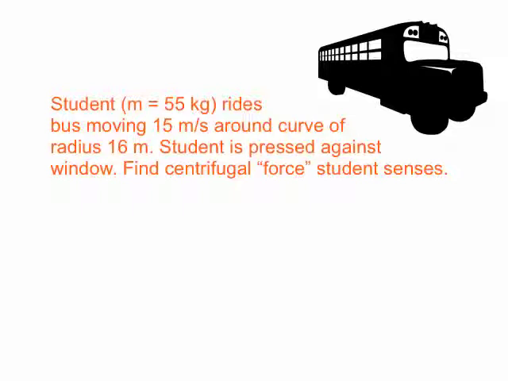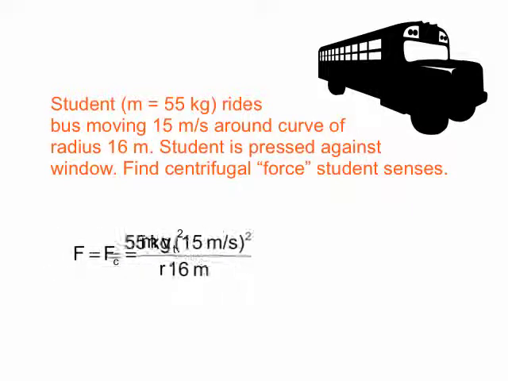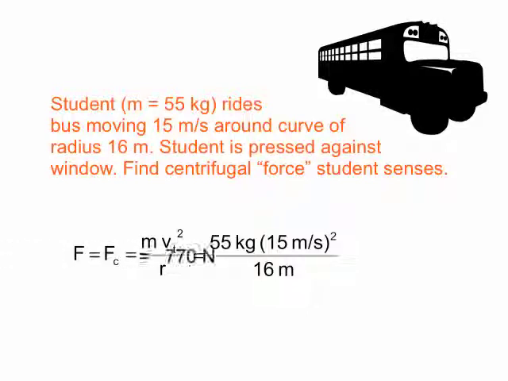So, for example, you're on the school bus. A student on the bus is moving 15 meters per second, going around a curve with a radius of 16 meters. The student starts to feel pressed against the window. What is this centrifugal force that the student suddenly thinks is happening? Well, we know that that's not it. It's the centripetal force. We know the centripetal force is mass times tangential velocity squared over the radius. Plug things in. Centripetal force, 770 newtons.